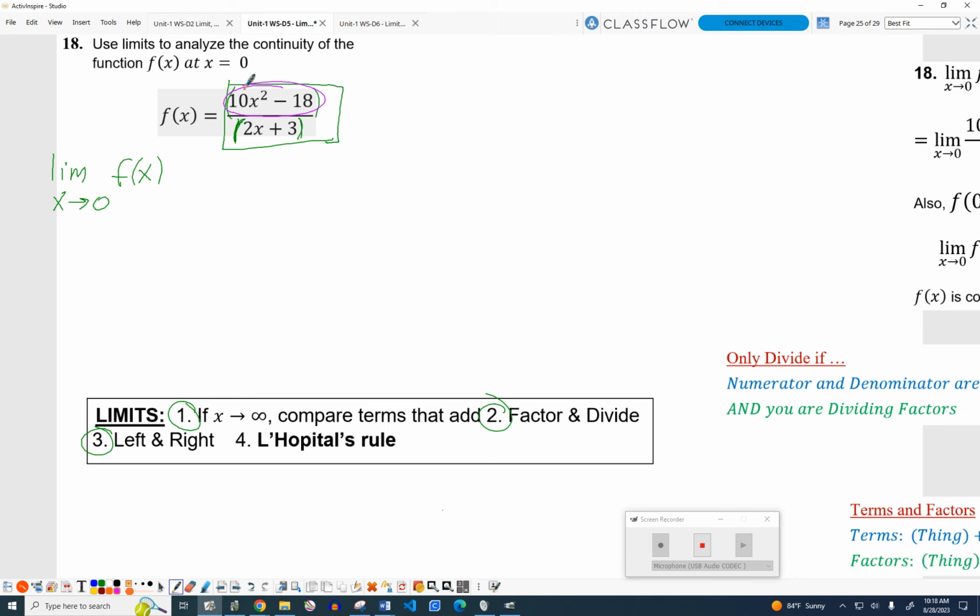Let's go Kenshin. So how many vote with Kenshin that the top would be very close to -18? 2 points, 3 for Kenshin. Hands up, what's the bottom going to be close to? Let's go Colton. 3. How many agree? 3 points. 4 for Colton.